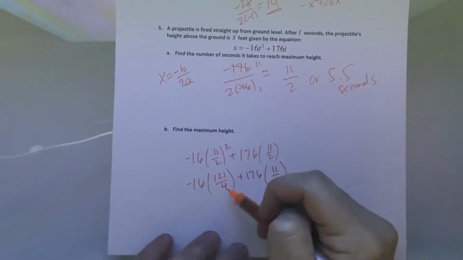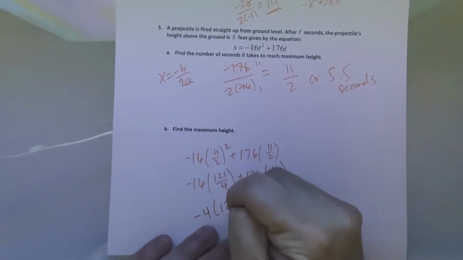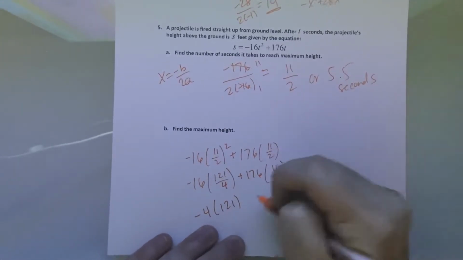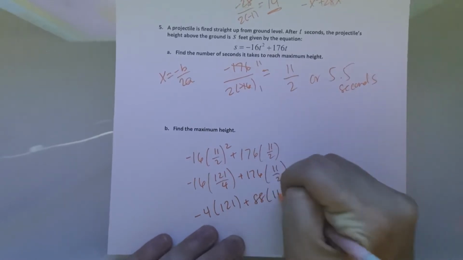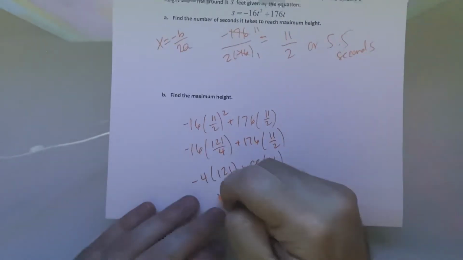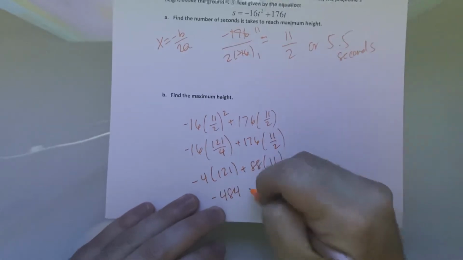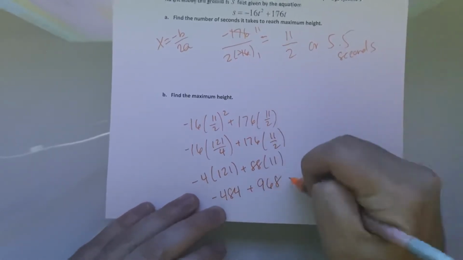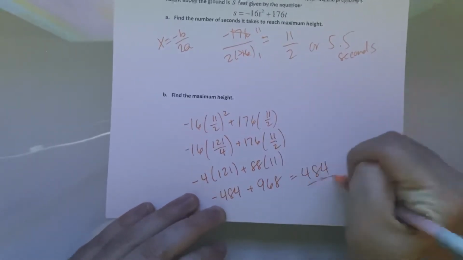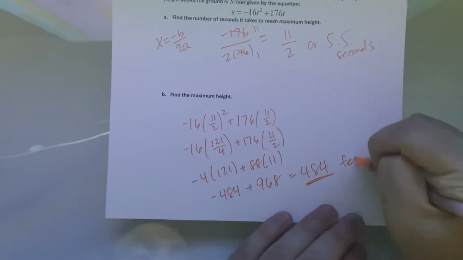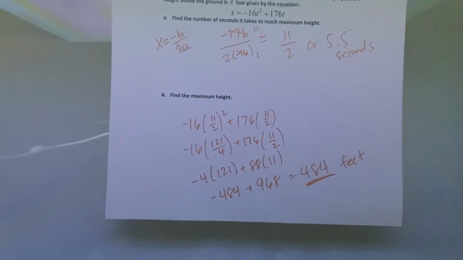16 over 4 is 4, so this is negative 4 times 121. 176 over 2 is 88. From here it's just multiplication. Negative 484 plus 968, which is positive 484 feet. So it takes 5.5 seconds to get to max height, and that gets to a height of 484 feet, which is all things considered pretty impressive for a projectile.